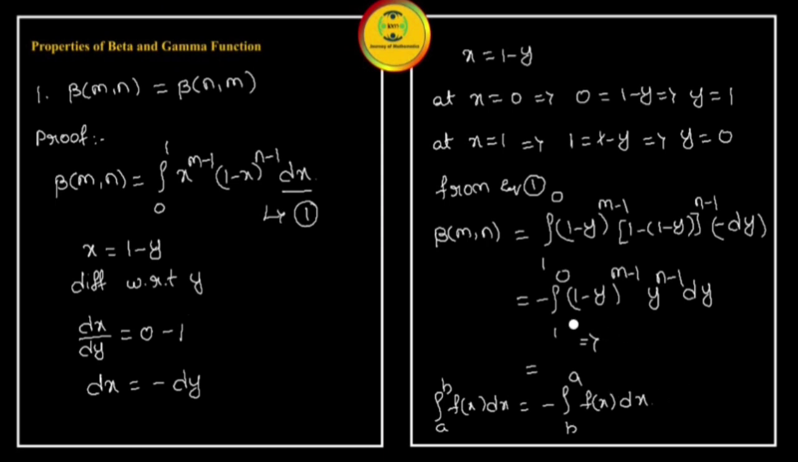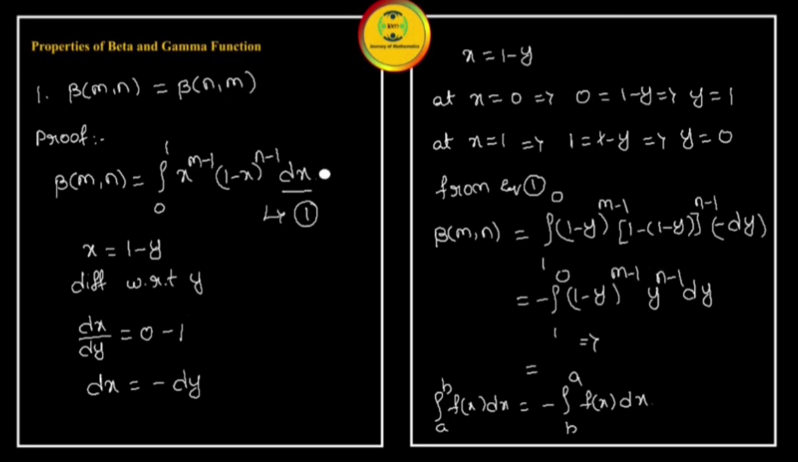beta of m comma n is equal to integral 0 to 1 y power n minus 1 into (1 minus y) whole power m minus 1 dy. Since I have changed the negative sign, the limits also will change. The upper limit will go to the lower limit and the lower limit will go to the upper limit. y power n minus 1 is there, and (1 minus y) whole power m minus 1 is there.